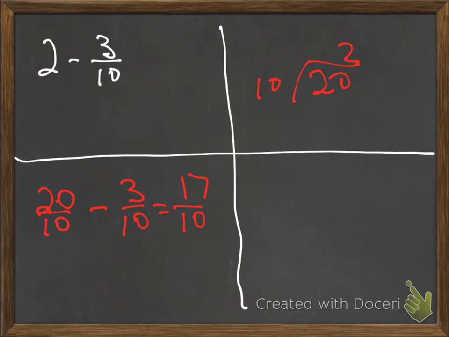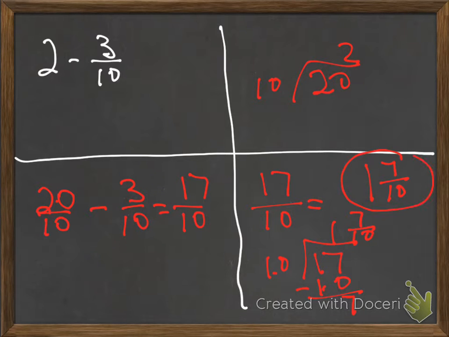17/10. Here I have an improper fraction. So I'm going to simplify. 10 will go into 17, or 17 divided by 10, 1 time, with 7 left over, and then I put my remainder over my denominator. So our answer is 1 7/10.